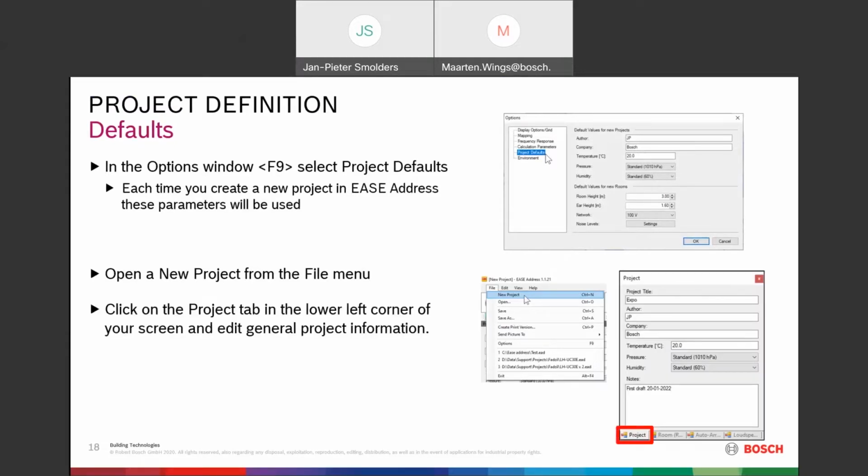If you have opened it up, you will see a window opening with some tabs on the bottom. You click on the Project tab, and there you can type in some project-specific things, like the title of your project, and for instance in the notes you can type some additional info if you like.